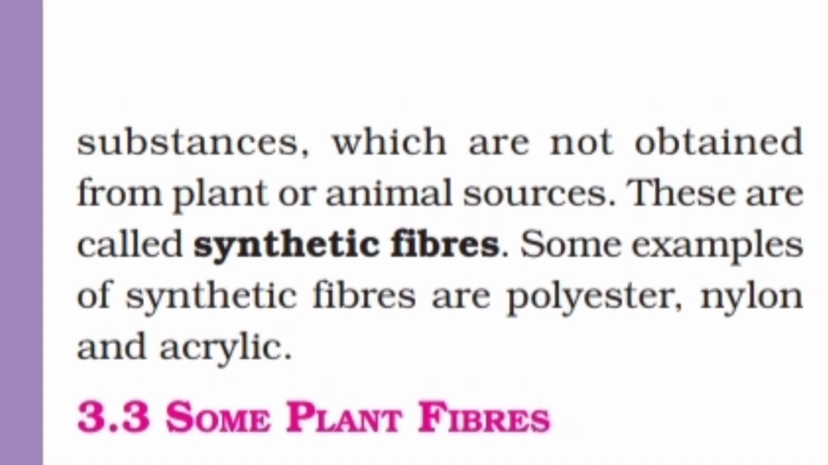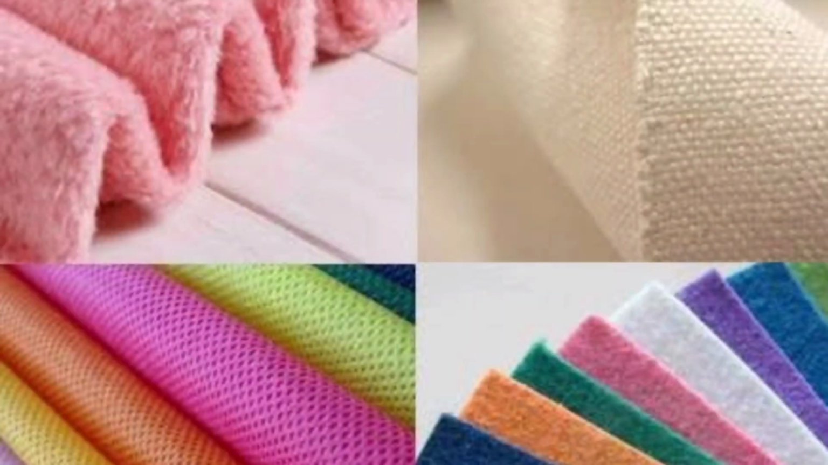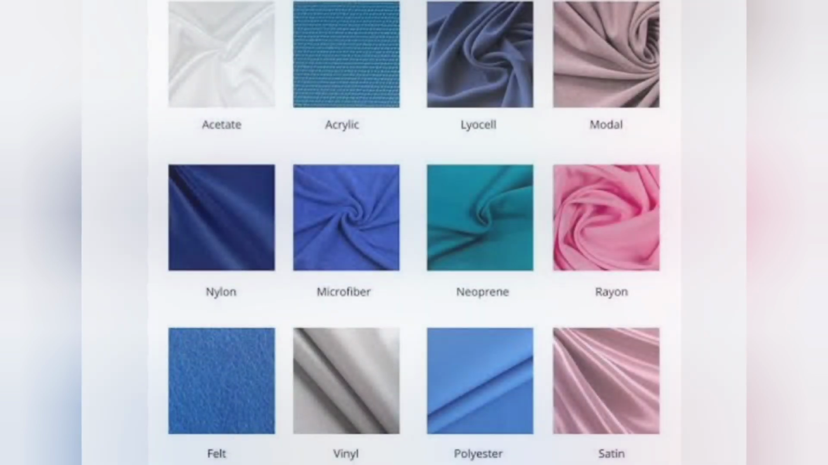And the substances or fabrics which are not obtained from plant or animal sources are called synthetic fibers. That means fibers which are not obtained naturally, and we make them ourselves, are called synthetic fibers. Examples of synthetic fibers are polyester, nylon and acrylic.